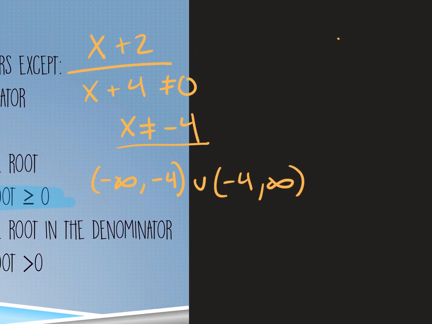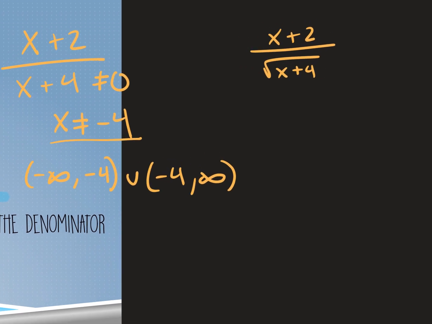But what if I had that same thing? So (x + 2)/√(x + 4). How would I find the domain here? So when we have a square root, it would be greater than or equal to 0, but what if that square root is in our denominator? Then it's just greater than, because it can't be equal to 0 in our denominator. So we would just set what's under the square root, x + 4, greater than 0. And we would solve the same way. So subtract 4 on both sides. x is greater than -4.